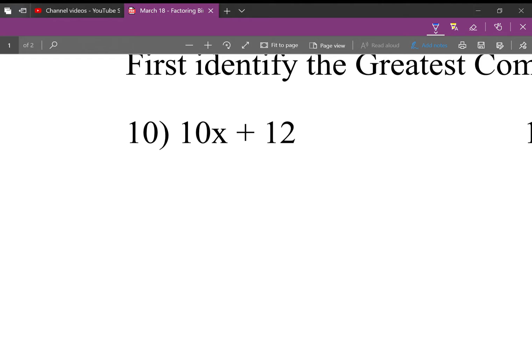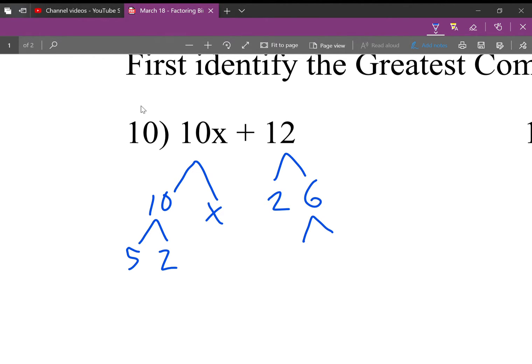So at this point, you should be okay with the idea. We're going to separate the 10 and the x. The 10 breaks into 5 and 2, and that's it. 12, we broke down earlier, 3 and 4. This time, let's do 2 and 6. It doesn't really matter. You're going to get the same prime factorization at the end. 6 is 2 times 3, and that's done.